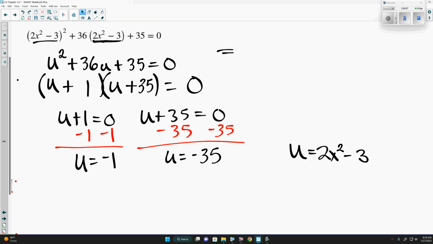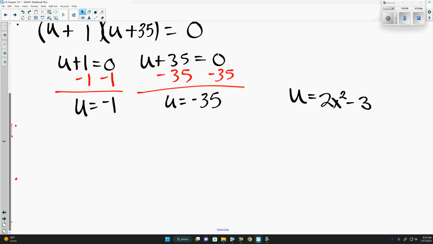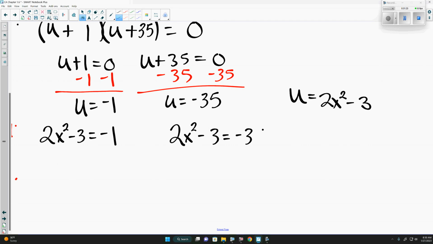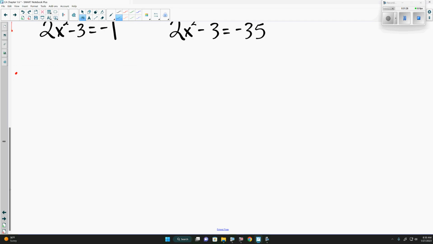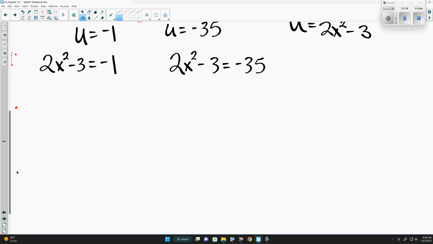Okay, you come down here. Now, u has just been a replacement. It's been what we substituted it in for. Because what is u? 2x squared minus 3, yes? Once we get it solved for u, we replace that back in. So really what we're saying is that 2x squared minus 3 is -1, and 2x squared minus 3 is -35. We use the u till we get it solved, and then replace it back in.